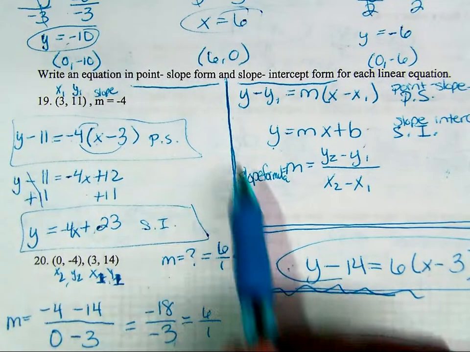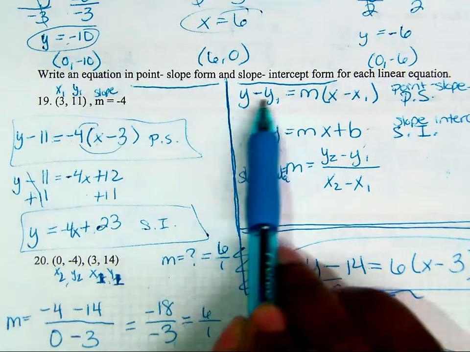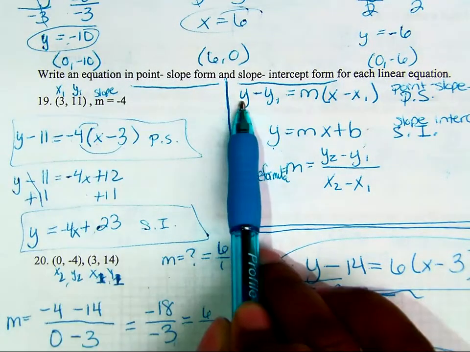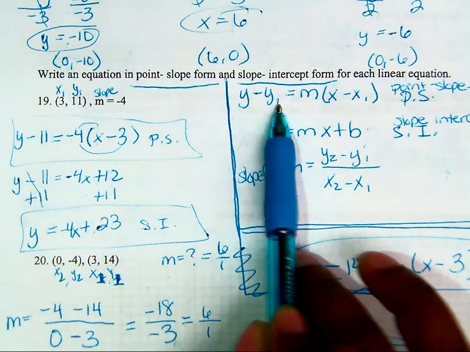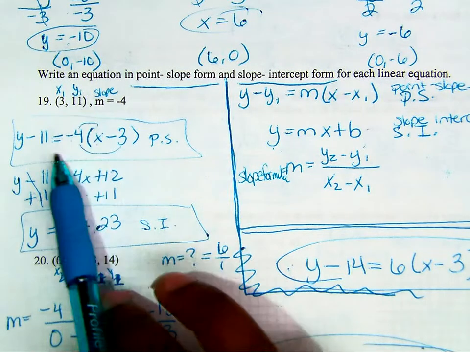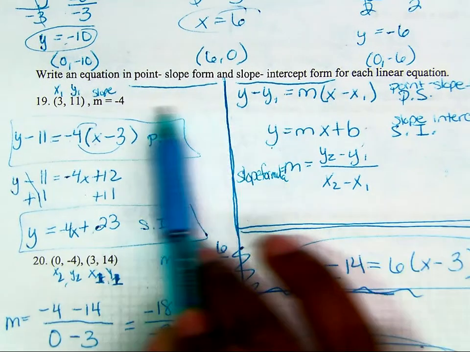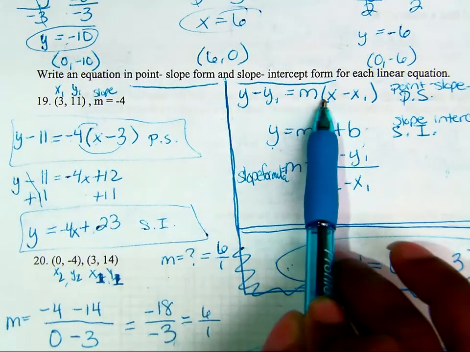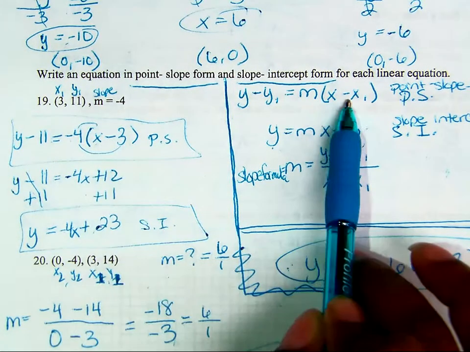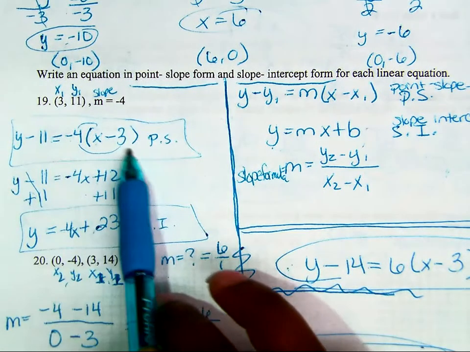I should go y minus. How about I go the other way? Y minus y1. Y1 is 11. So I write 11. Equals m. M is slope. It equals negative 4. Times the quantity of x minus x1. X1 is 3. That's point-slope form.